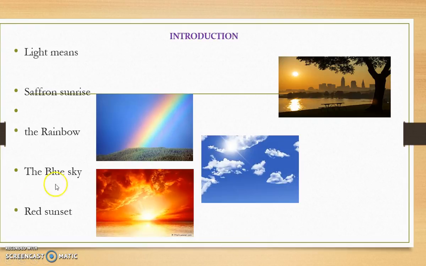First, the introduction. Before entering into the subject, we have to understand what is meant by light. We can define light in various forms. First, the saffron sunrise, which exhibits a different color of light. Next, the rainbow, which has 8 colors. All 8 colors are exhibited in the form of light, but in different colors. The blue sky also has light, so that only we can see the sky as blue.